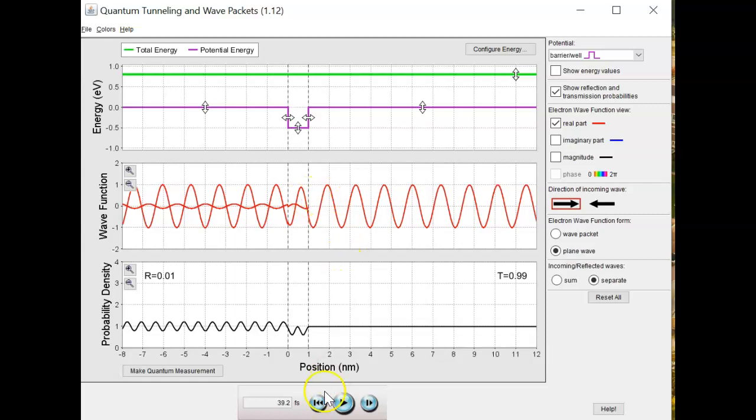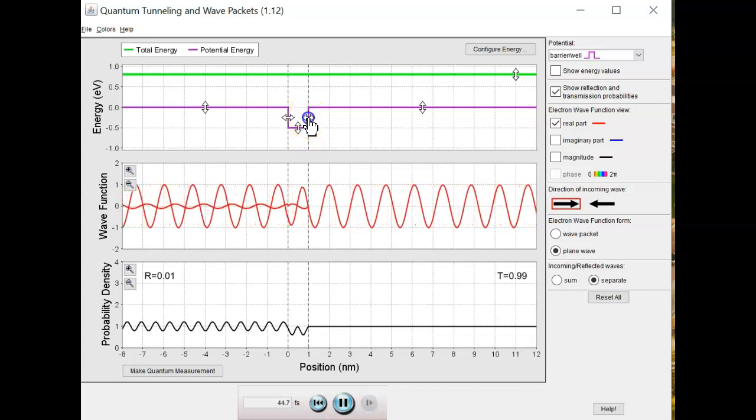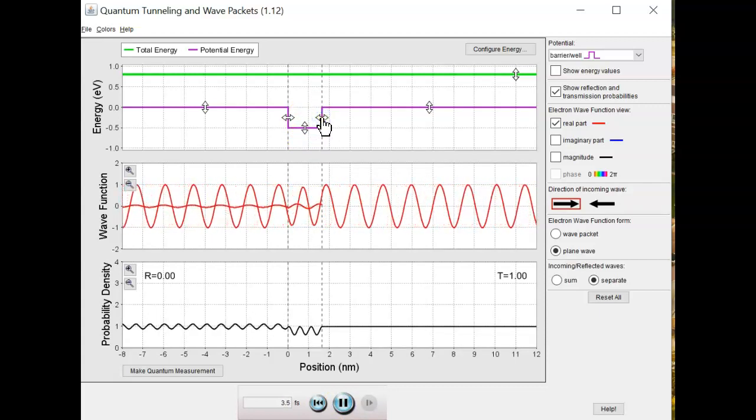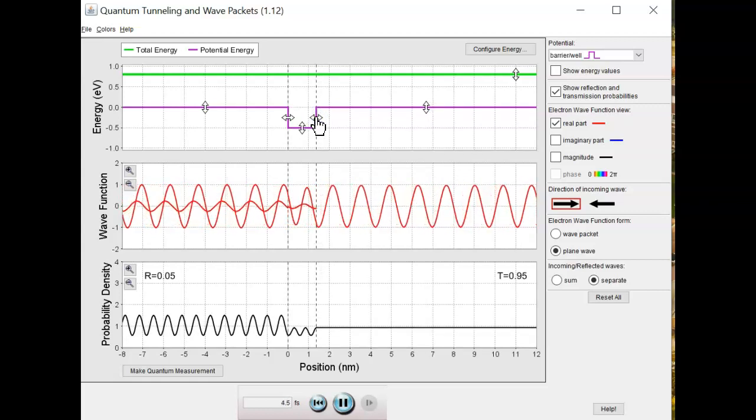Now, let's drag the well slowly to the right a little bit, and let's watch how the transmission probability changes. So right now, the transmission probability is 0.99, and as I drag it to the right a little bit, it's going down, but then it went back up. So again, here, it's like 0.95.